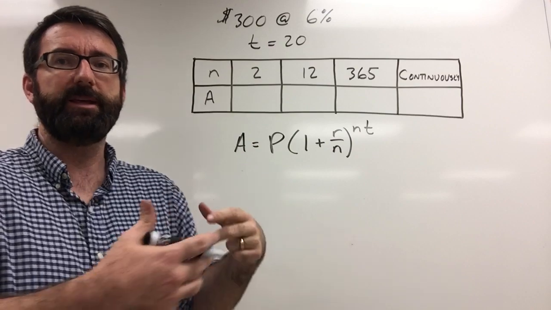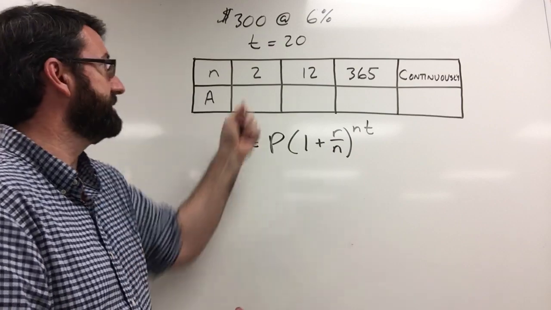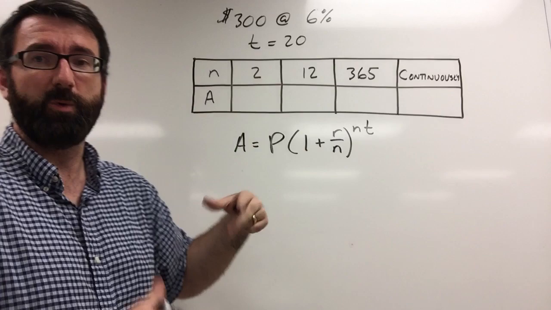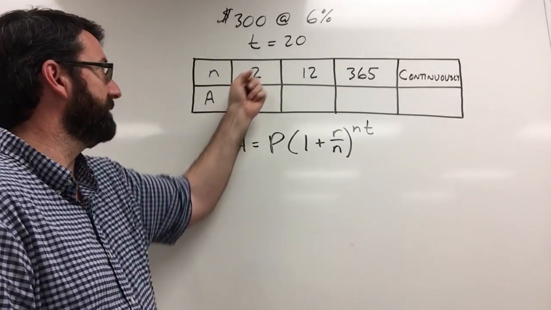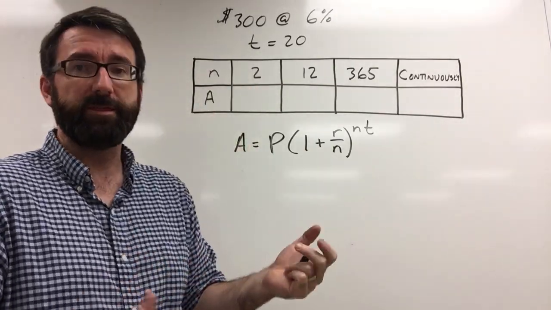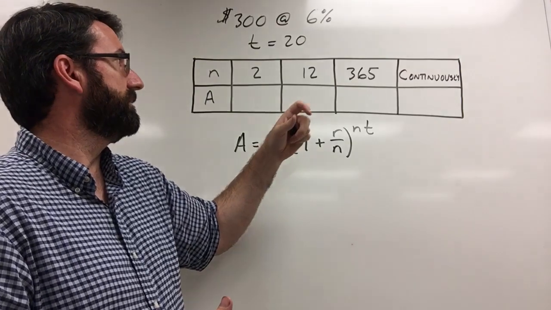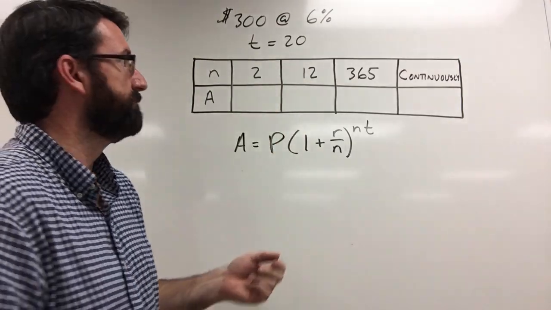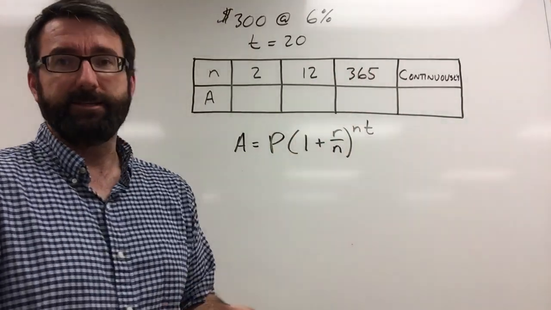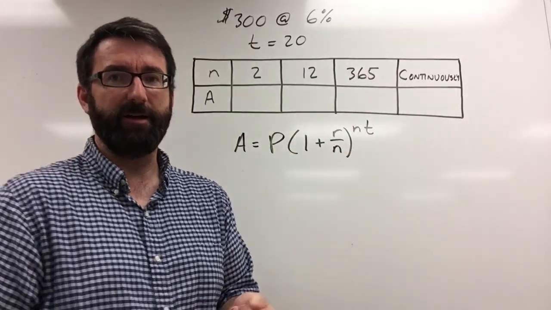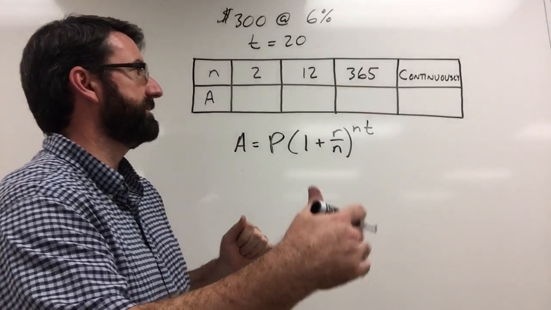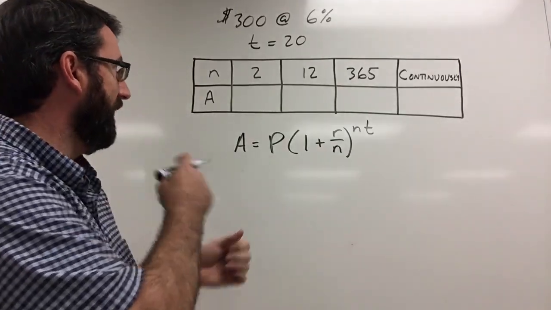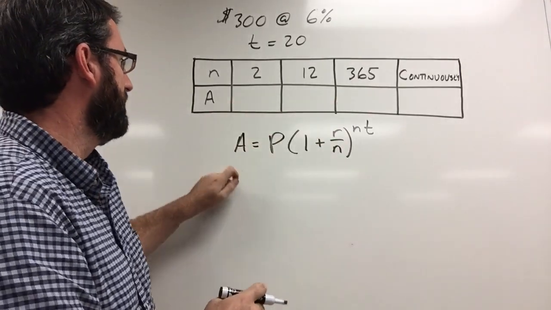So here, we want to know how much money is going to be in that account if the interest is compounded semi-annually, meaning twice a year, so that our n is going to be 2, or monthly, so our n would be 12. We're going to compound it 12 times per year, or daily, so we're going to compound it 365 times in a year. All right, so let's figure out those three first.